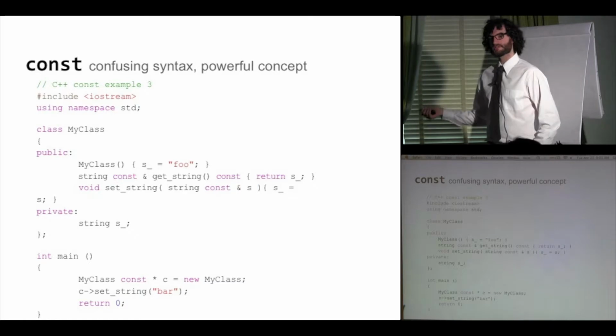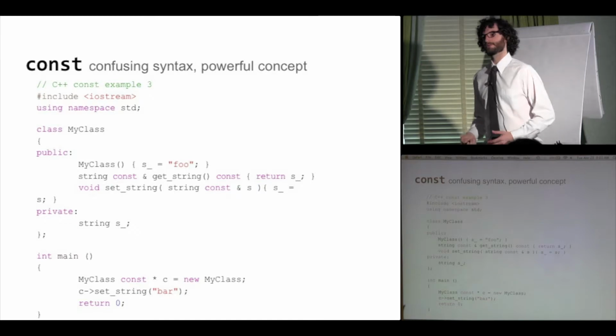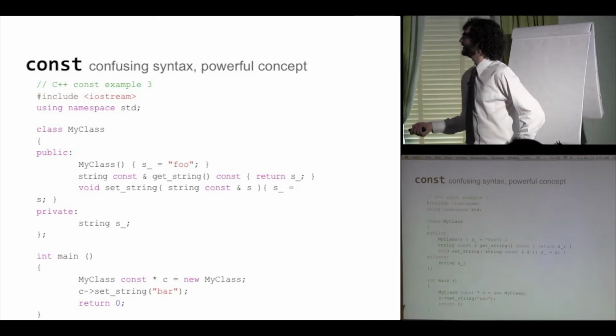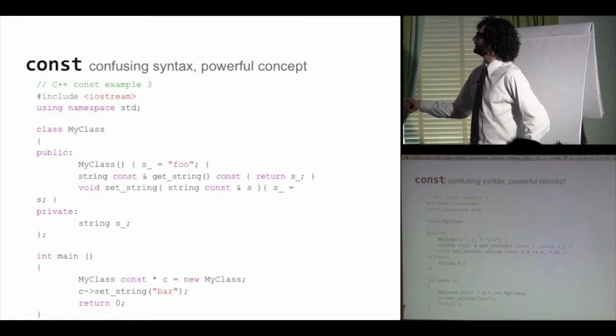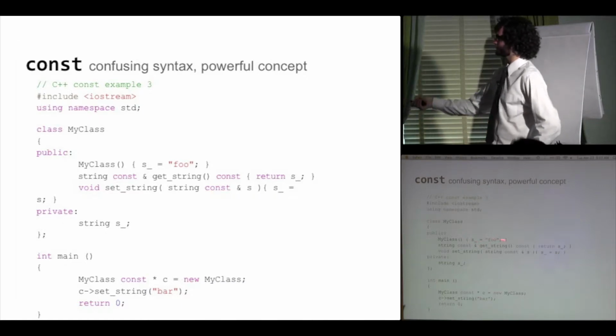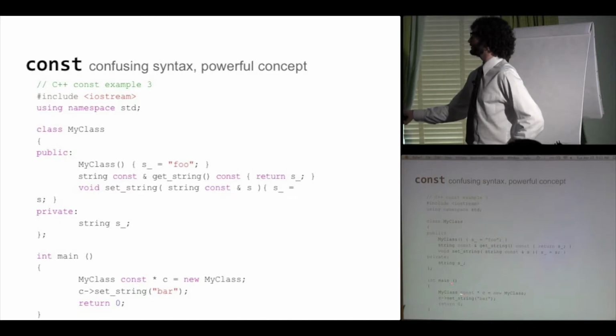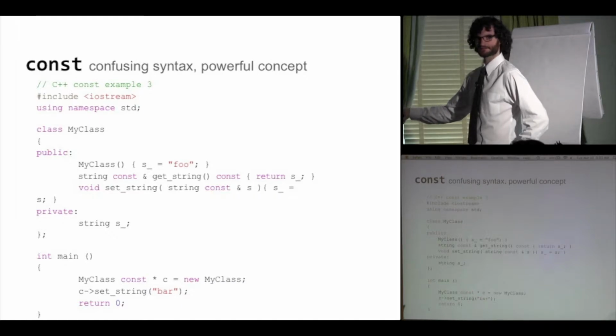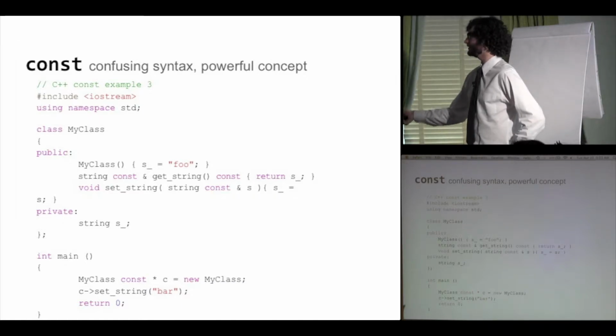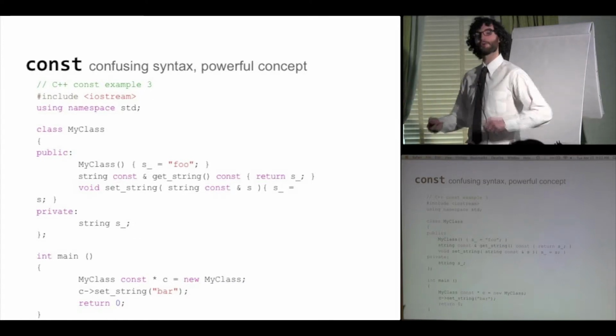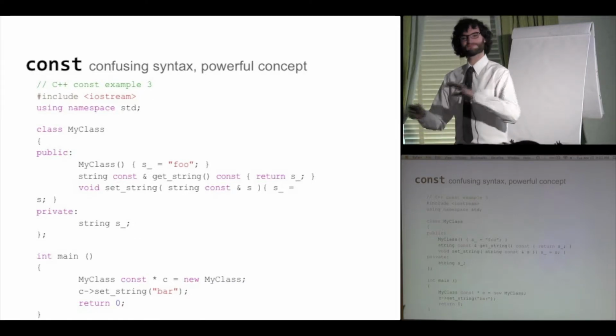So here's an example. Can everyone see this, or is it getting to be too small? As the example got more complex, my solution was to shrink the text. Here's that same class, but now we have a constructor that sets s to foo, which is probably the most creative thing I've done ever. And so now we're going to make a pointer to a const myClass, and we're going to call that C. Another thing that I've done: not only do we have global data, we also have single letter variable names. Don't do that.